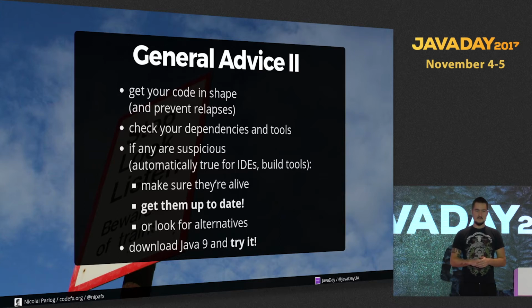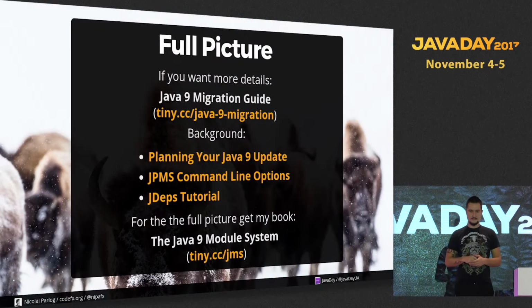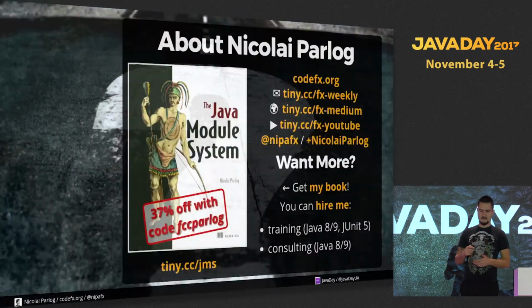For example, if you're not yet on Spring 4, you could prepare to make an update to Spring 5, which is Java 9 compatible. And the last thing is the easiest one. Just download Java 9 and see what fails, what breaks. That looks like the slide I just showed you, right?